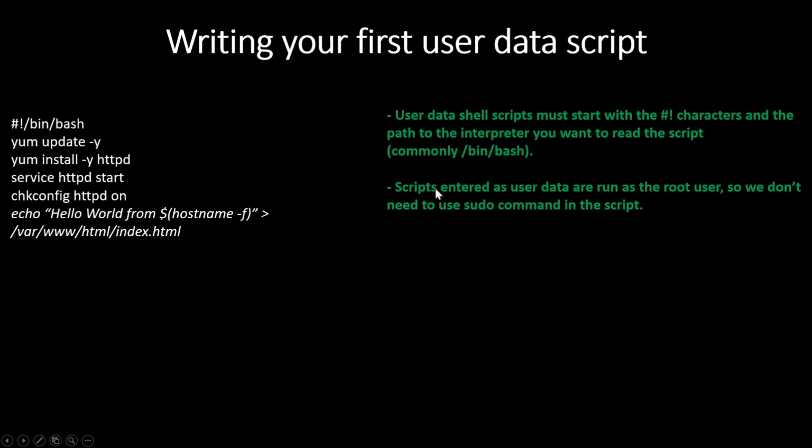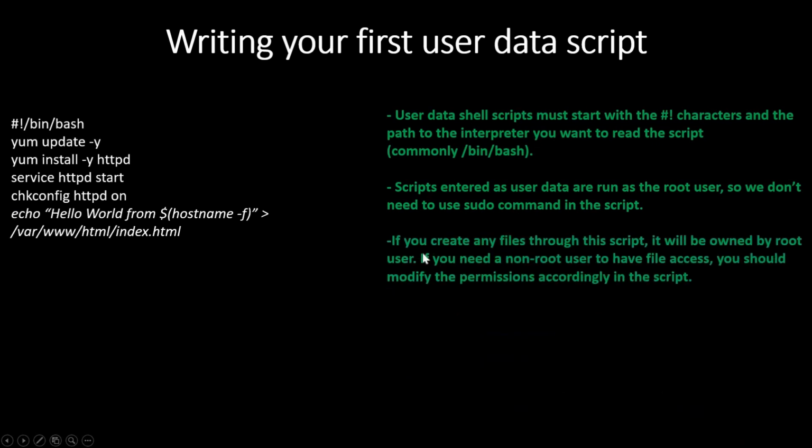So the next point here is scripts entered as user data are run as the root user. So we don't need to use the sudo command in the script. We have not used sudo anywhere in the script because the user data script is run as the root user. And if you create any files through this script, they will be owned by the root user. For example, this file that we are creating will be owned by the root user. If you need a non-root user to have file access, you should modify the permissions accordingly in the script.